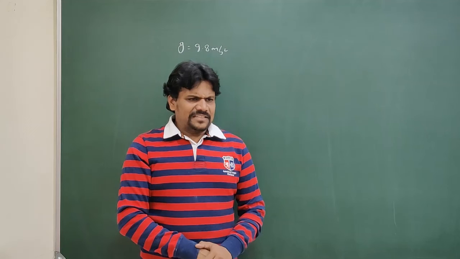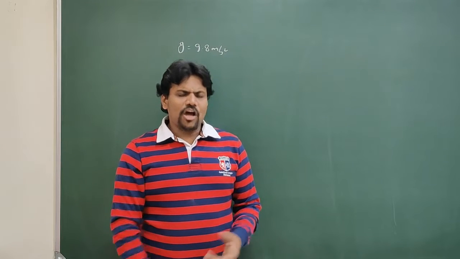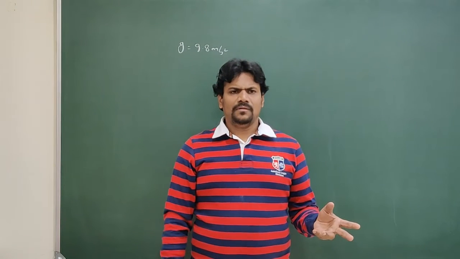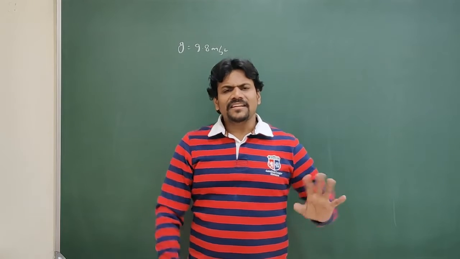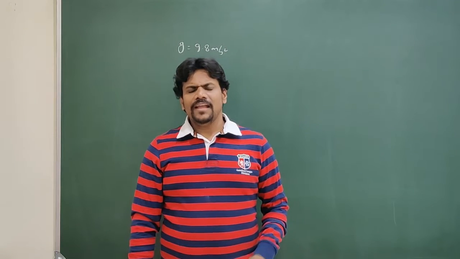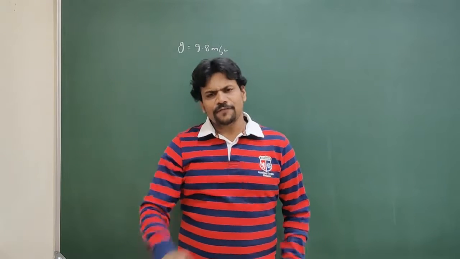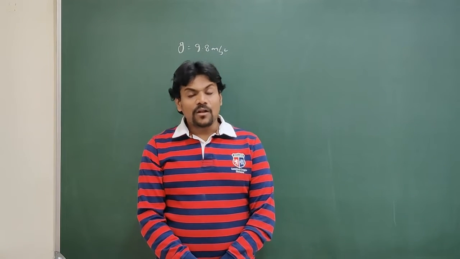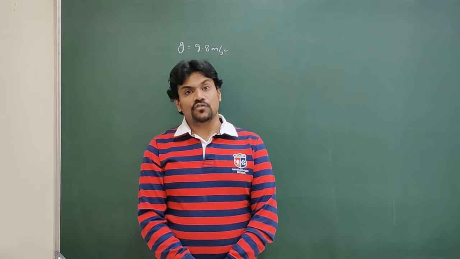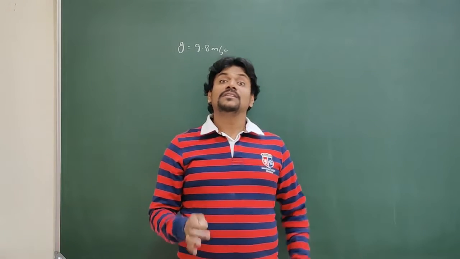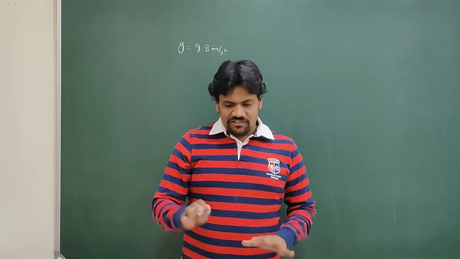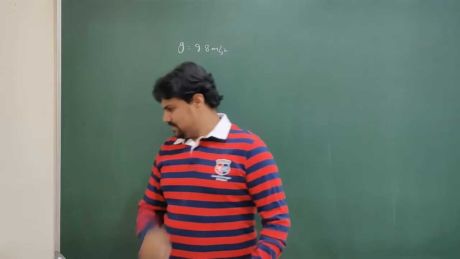Let's say a question says, an object is dropped and it reaches the ground in 4 seconds. Let's say that's the question. An object is dropped, it reaches the ground in 4 seconds. Calculate the height from which it was dropped, and also calculate the velocity with which it struck the ground. Let's see.